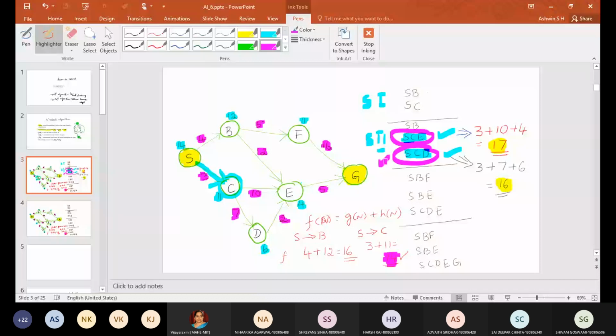Anybody? Your answer is right, but any other answer, any doubt, anybody? Ma'am, SCE. SCE. Why SCE? Ma'am, because anyways from D the next node is E. No, actually, see, whatever values we have calculated, we have got now 17 and 16, that is f of whatever we have calculated. Now we have to decide which one is our next traversal, how to move. So based on this value, you have to tell.